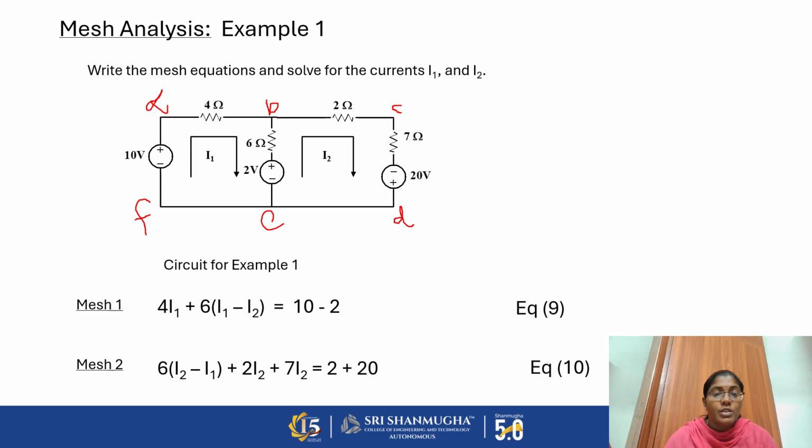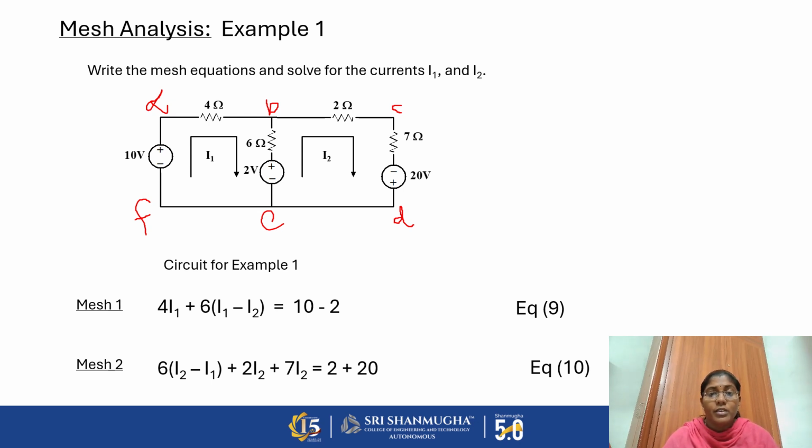The voltage across the 4 ohm resistor is 4 into I1. The voltage across the 6 ohm resistor is 6 into I1 minus I2. So this is the first mesh equation. And what is our second mesh? B, C, D, E is our second mesh. You have to apply KVL in the second mesh.